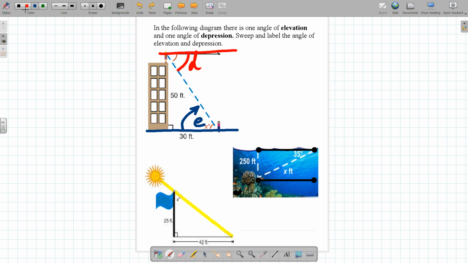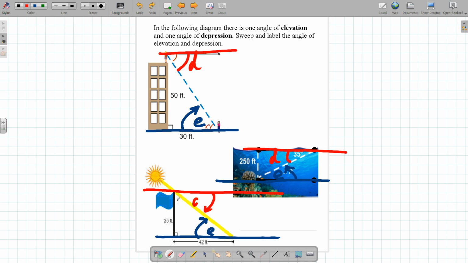All right, let's check to see if you got these two. Depression, horizontal going down, that would be your angle of depression. And angle of elevation, horizontal going up, that would be your angle of elevation. For this one, your angle of elevation is easy, horizontal going up, that's elevate. Your angle of depression, you had to add the horizontal going downwards. There's your angle of depression. Remember, your angle of depression and elevation make alternate interior angles.